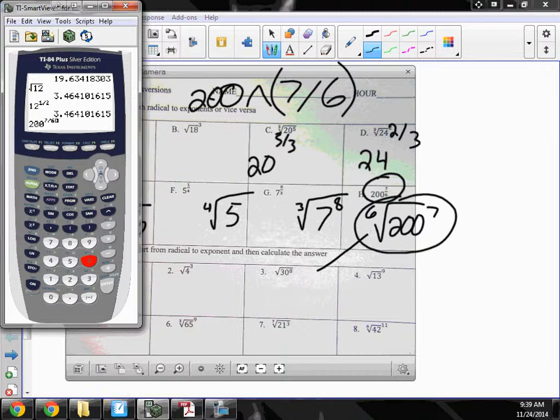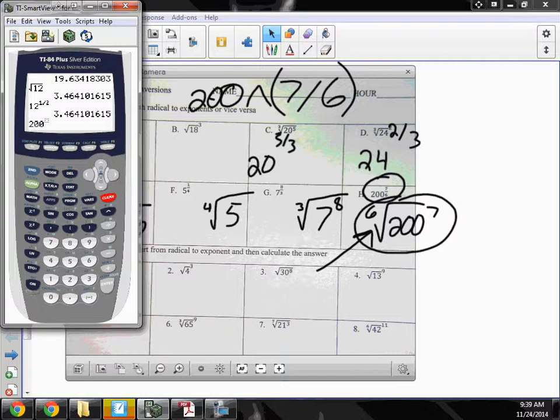If I chose to enter it in this way, how do you take the 6th root of something? So you would do, let me enter this so I can show you it's the same. So 6 math, and then we do x root of 200 to the 7th. And those numbers should be the same. So I don't care which way you plug it in.